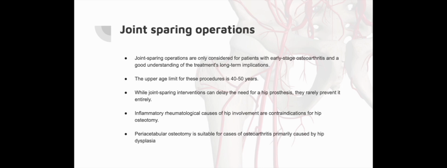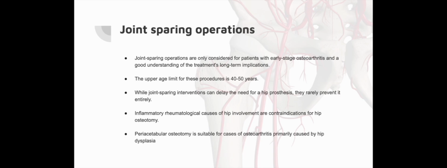Hip arthrodesis is a relative contraindication for patients with a history of serious infection problems, serious soft tissue damage, or dysfunction around the hip. Joint sparing operations are indicated for patients with osteoarthritis that has not progressed too far, but is causing symptoms with radiologically proven progression. These operations are typically performed on patients under 40 or 50 years old.